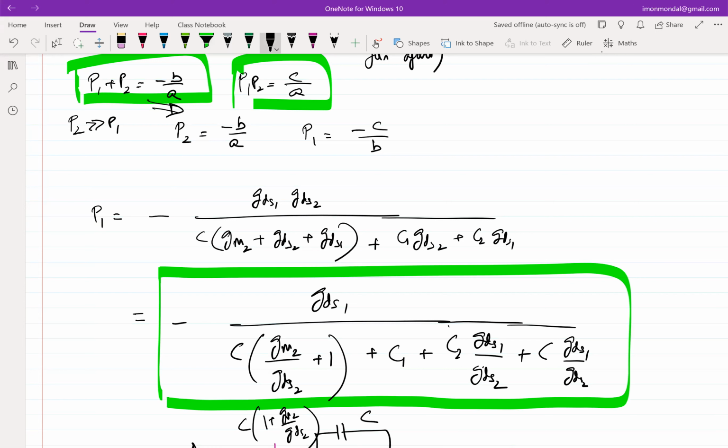Now, let's look at the denominator. Let's look at the numerator first, right? In the numerator, what am I seeing?